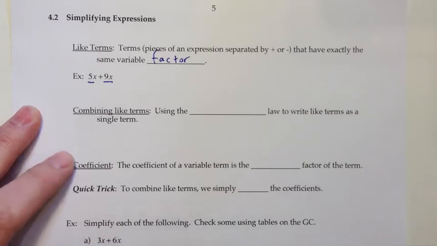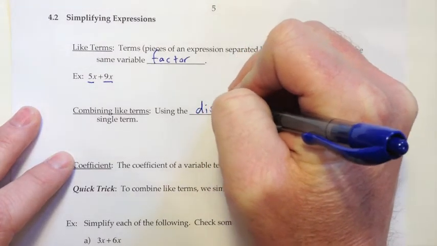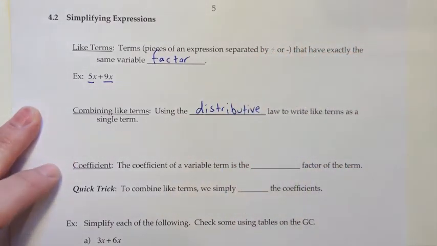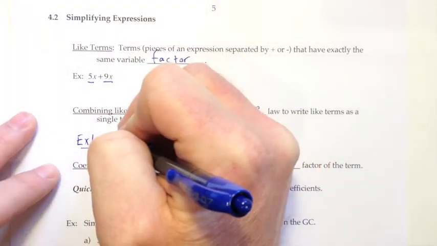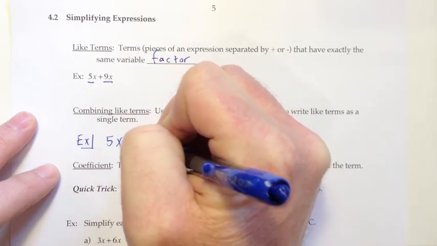And one of the things that we try to do with like terms is to combine them. And officially, the math on that is we use the distributive law to write like terms as a single term. I'm going to go ahead and show you what the math on that looks like with that example up here. So let's take that example, copy it down here, and see how the distributive law applies to combining these.